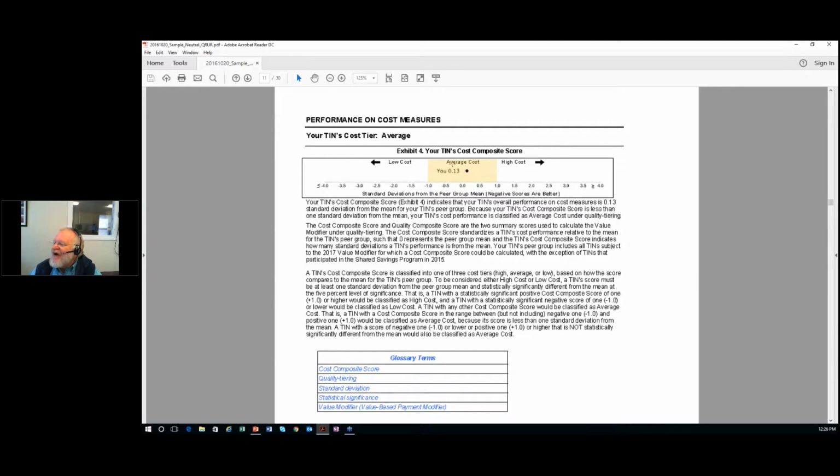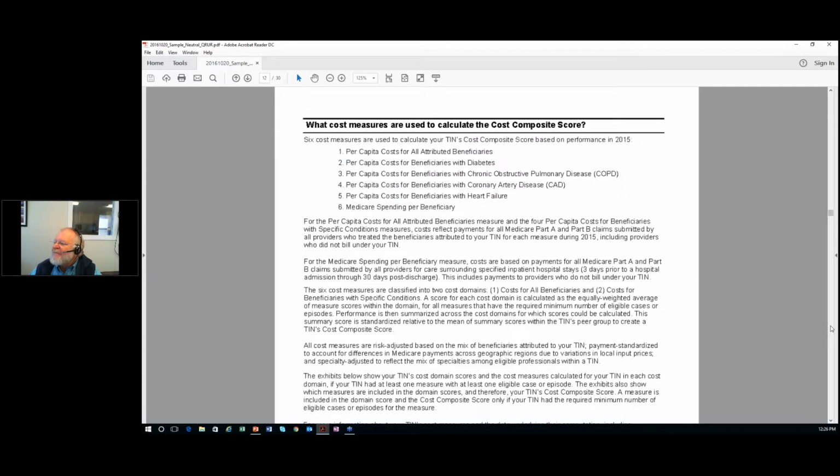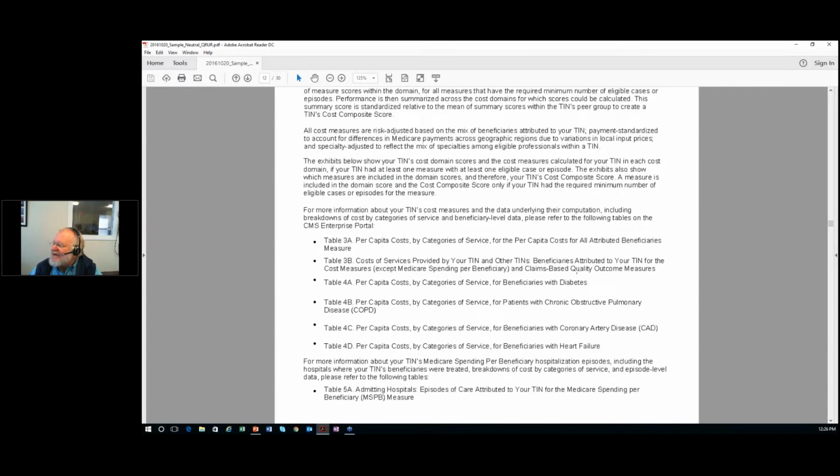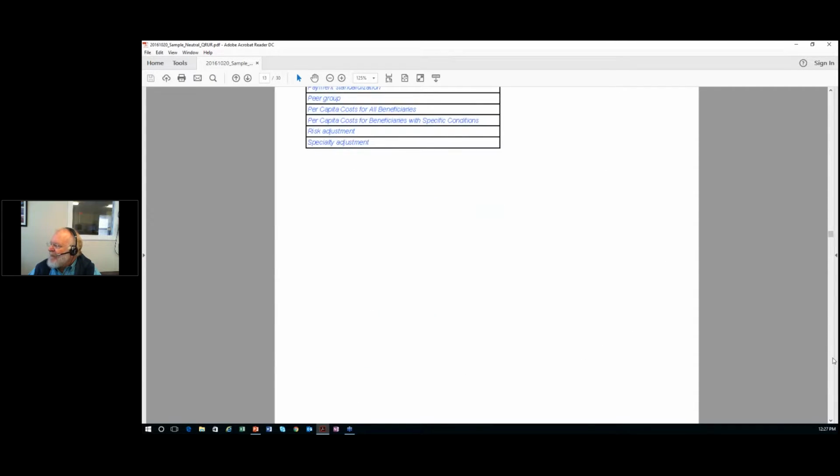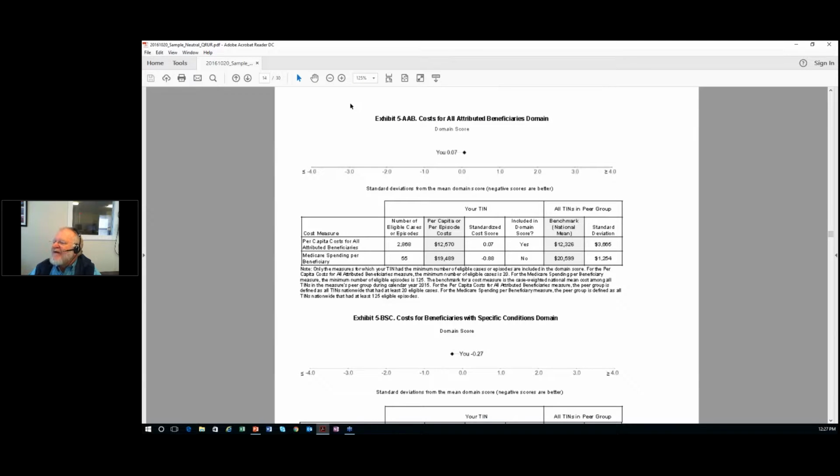And in this case, our cost is slightly above average, but again, not so much that we fall into the penalty range for being high cost. So well away from that one standard deviation limit. Then there's a lot of explanatory text, which is the same report by report. And then we get into the meat of your performance.